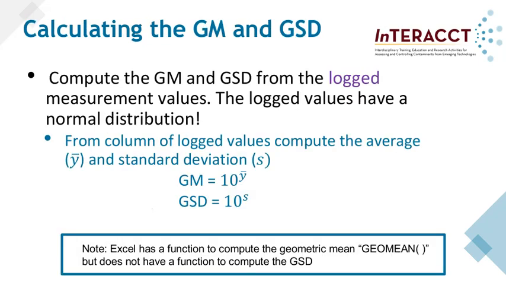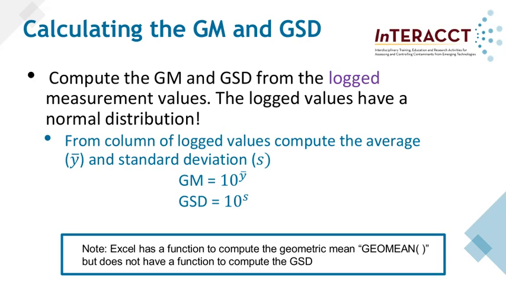Recall that the data values are log normally distributed, but if they are log transformed, then those logged values have a normal distribution. Therefore, we are back to using the average and standard deviation to compute the central tendency and variability of the logged values. That's easy enough to do in Excel, where the data values are in a column, and then in the next column over, perhaps the log function can be used to convert them all to their log value. Then you can use the average function to determine the average of the log values and the standard deviation function to calculate the standard deviation of the log values.